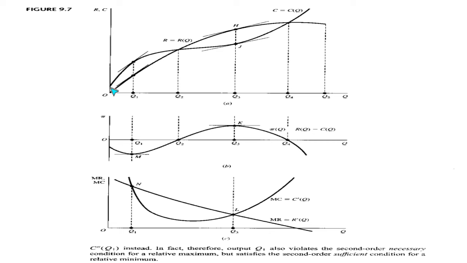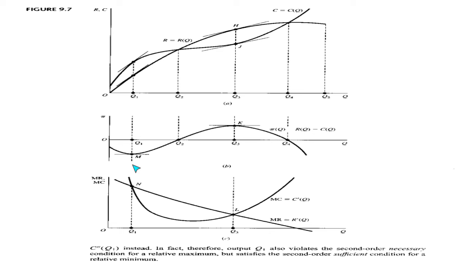Besides, when Q is 0, we have a negative profit. We have zero revenue when you don't produce or sell something. But the total cost is positive because of the fixed cost, as we know from before. So the profit function starts from a negative value. We make loss at the beginning of the production. Then this loss augments. You see the distance between the total cost and total revenue augments.